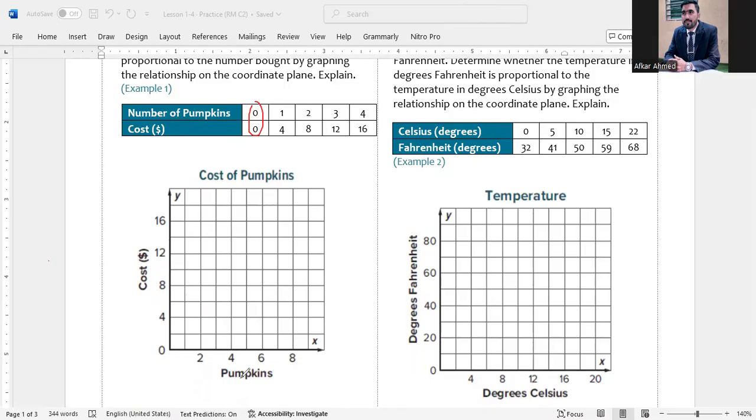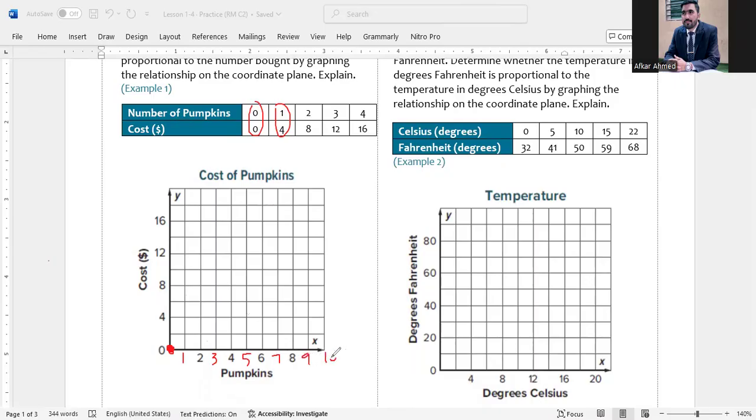If there are 0 pumpkins, the cost is 0. So I will make a dot here. 0, 0 means both values are 0. That is here, and this point we call the origin. Then 1, 4: if there is one pumpkin, the cost is 4. There is no 1 marked here, so between 0 and 2 we have 1. This is 3. Let me write the numbers here.